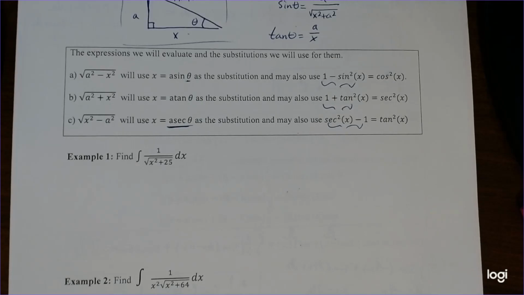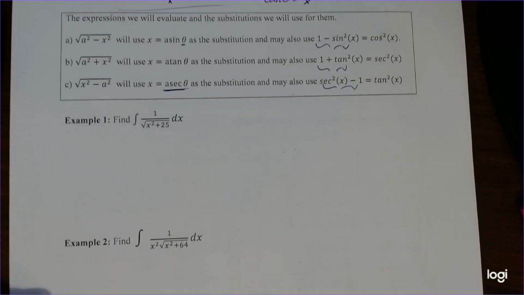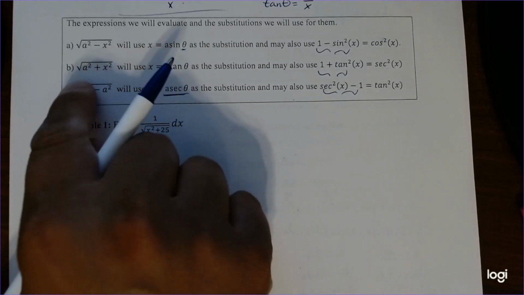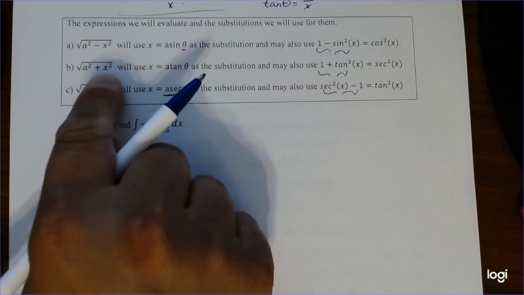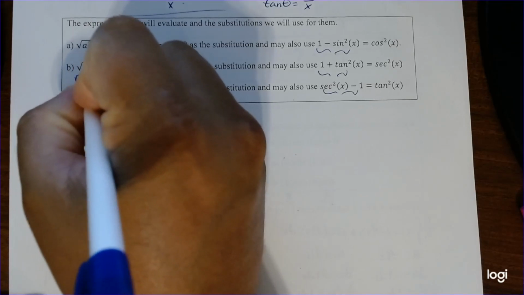Let's look at an example of how we would go about this process. The first example is right here. We want to find the integral of 1 over the square root of x squared plus 25. Right off the bat, this is the situation we have in part B. The only difference is x squared is here and a squared there. So essentially, part B can be written this way as well.